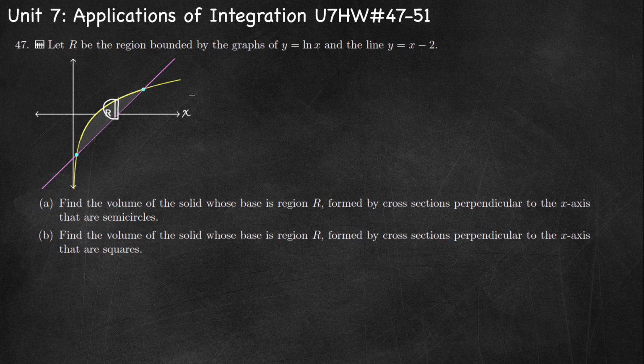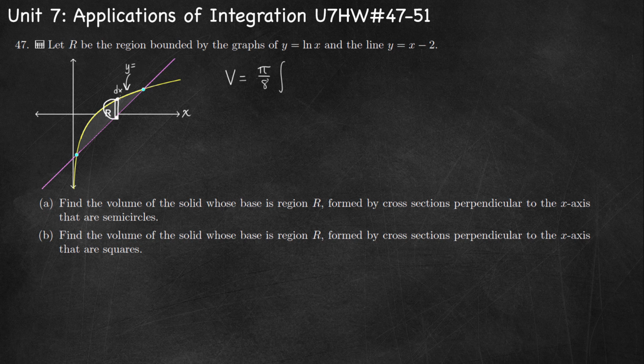And so our basic setup, since this is a vertical slice, it's a dx problem. My volume for semicircles, our coefficient is pi over 8. So it'll be pi over 8. And then we integrate the length of that rectangle squared. So to figure out the length of the rectangle, this is vertical distance. We're going to do top minus bottom. In a dx problem, we want to know what this y is equal to.